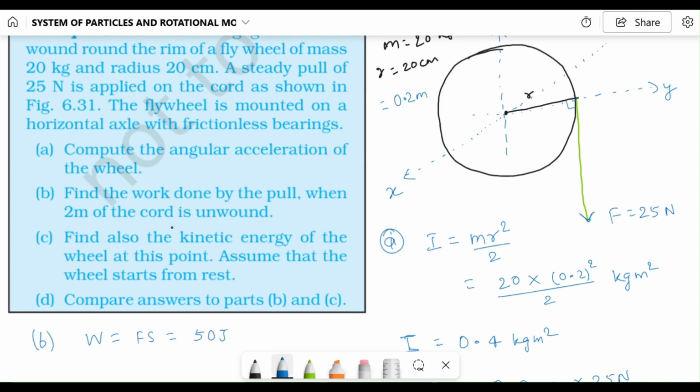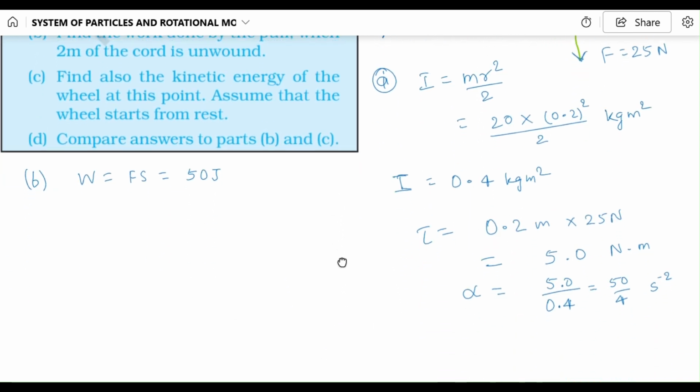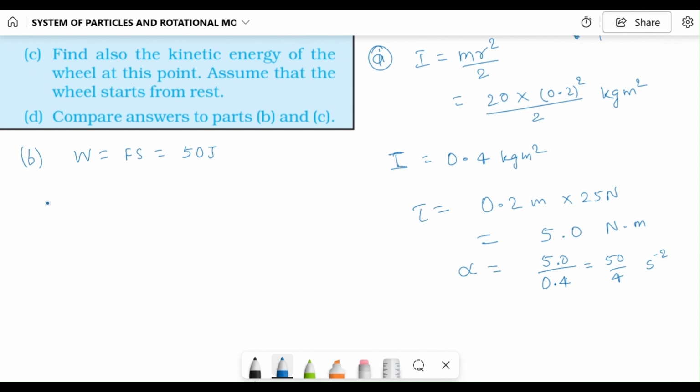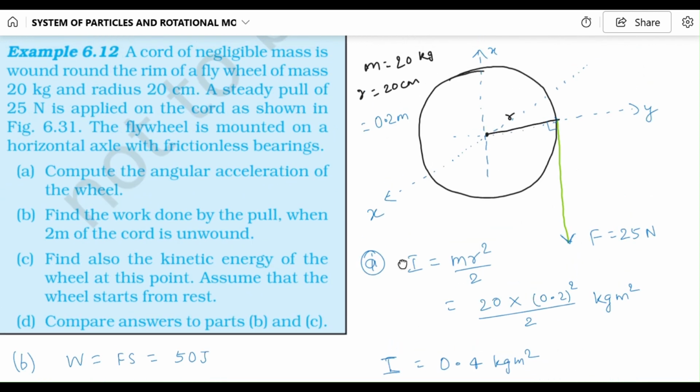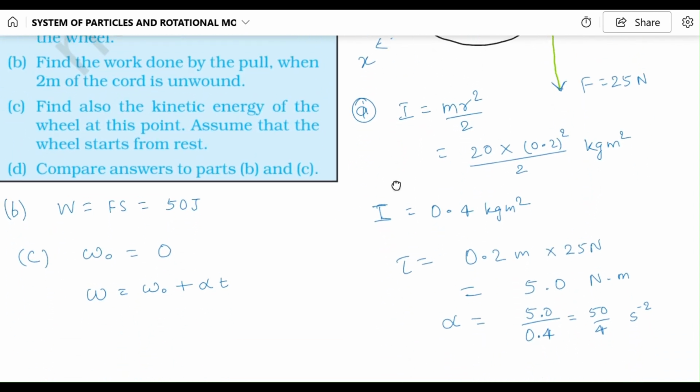Now, about this question, find also the kinetic energy of the wheel at this point, assuming that the wheel starts from rest. So we have initial angular velocity given, that is 0, because starting from rest means initial angular velocity is 0. Now we have to find the final angular velocity. So this will be initial angular velocity plus alpha times t. Is t given somewhere or not? Let us check. So time is not given.